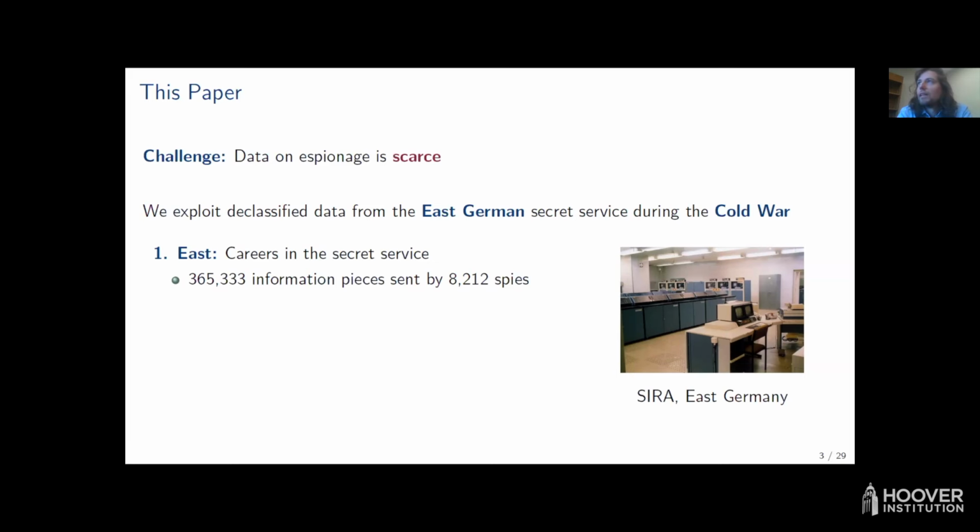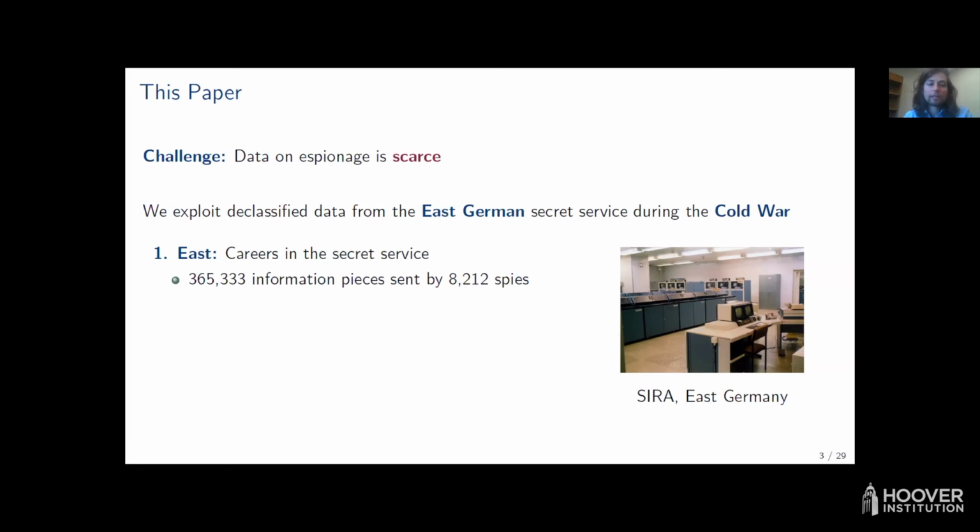So you can think that the blueprint for a military weapon, for example, that might be one of those information pieces. Or alternatively, it might be a report about a governor or even a prime minister of some country and their stance towards some policy issue. And all of these information pieces were gathered in this archive that you see in the picture on the right, a huge computer room in East Germany. And so this is our information on what happened on the East side, what happened in the Secret Service.